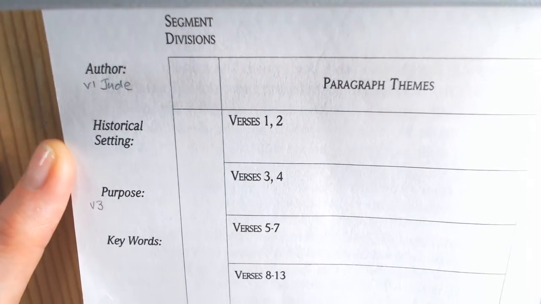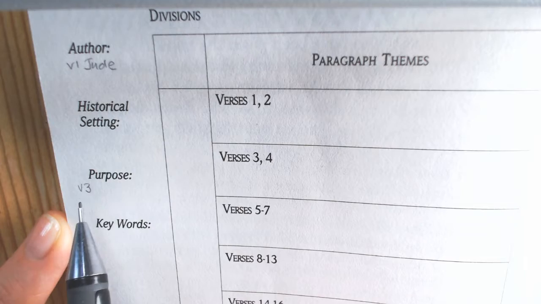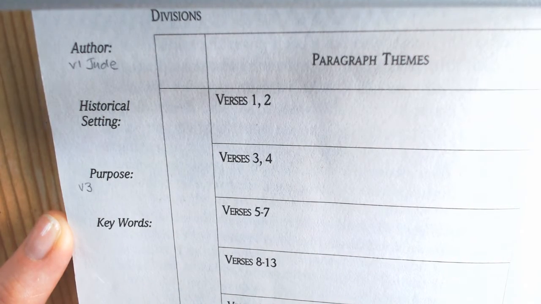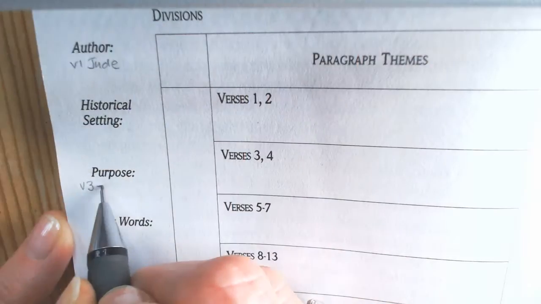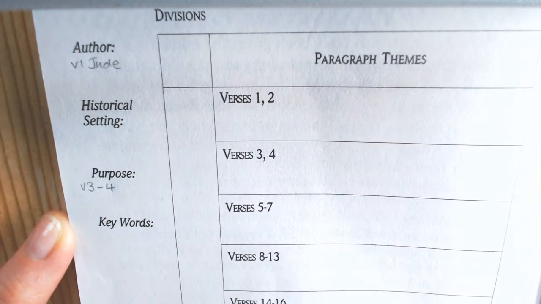There's not enough space really to write all that out, so I just literally summarize it by putting verse 3. But we also know that verse 4 is part of that appeal, because he's telling them that certain persons have crept in unnoticed. So I'm adding verse 4 there.